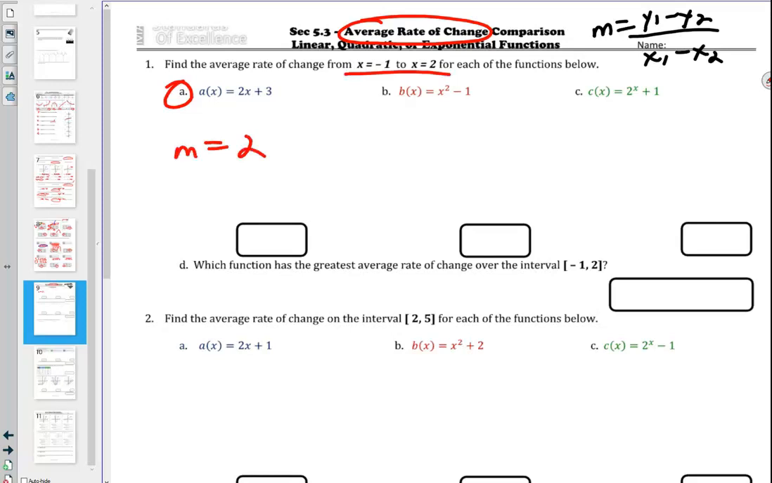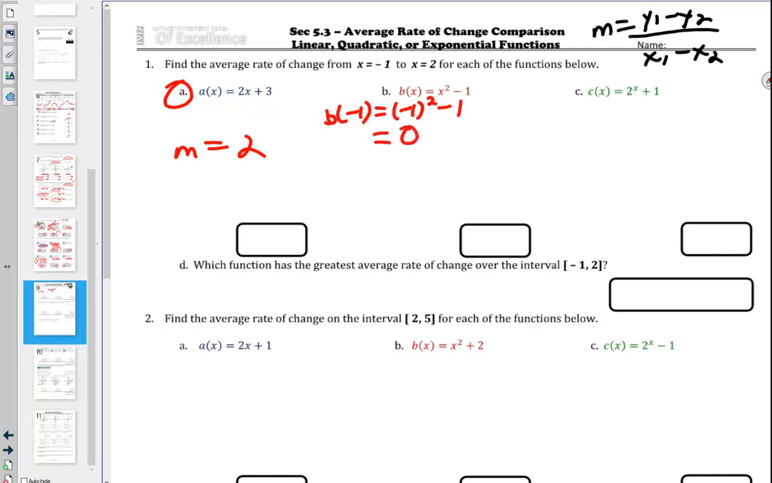For the other functions, though, we are going to have to substitute. They want to know what's the average rate of change from negative 1 to 2. So we know that these are our two x's. So we just said x1 and x2. These are our two x's. It doesn't matter which one you want to call 1 and 2. Those are the two x's. I have to find the y's that go with it. So I'm going to have to plug in the y. So first, let's substitute here b at negative 1, which would be negative 1 squared minus 1. Negative 1 squared is 1, minus 1 is 0.